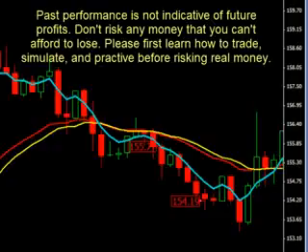Of course, past performance is no guarantee of future profits. There is risk in Forex, so make sure you do your homework on the risk associated with Forex.